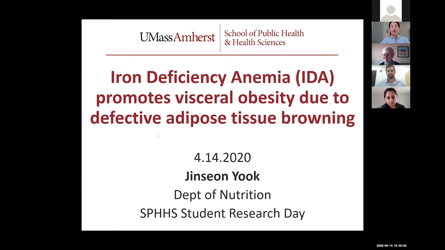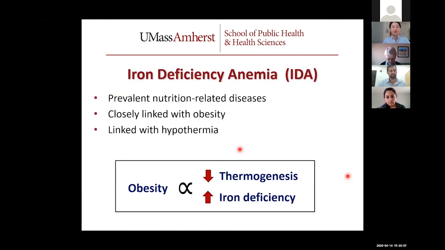Today I will talk about iron deficiency and obesity. Iron deficiency and anemia is one of the most prevalent nutrition-related diseases. And obese individuals are more likely to be anemic, and their body temperature is lower than normal weight individuals, which means hypothermia. And obese individuals are vulnerable to infection like COVID-19 since they have an activated chronic inflammation status. Thus, the prevalence of obesity is a critical public health problem.